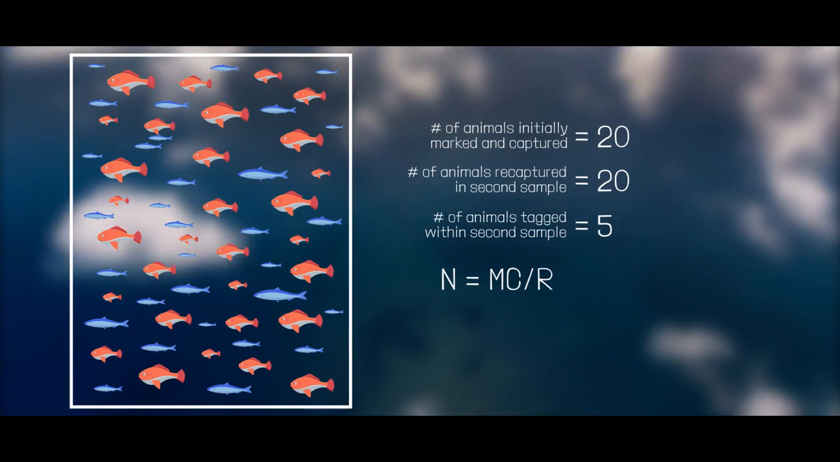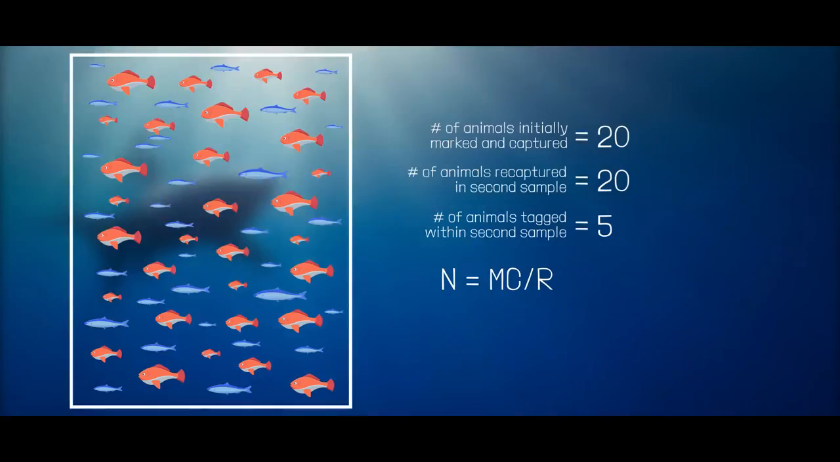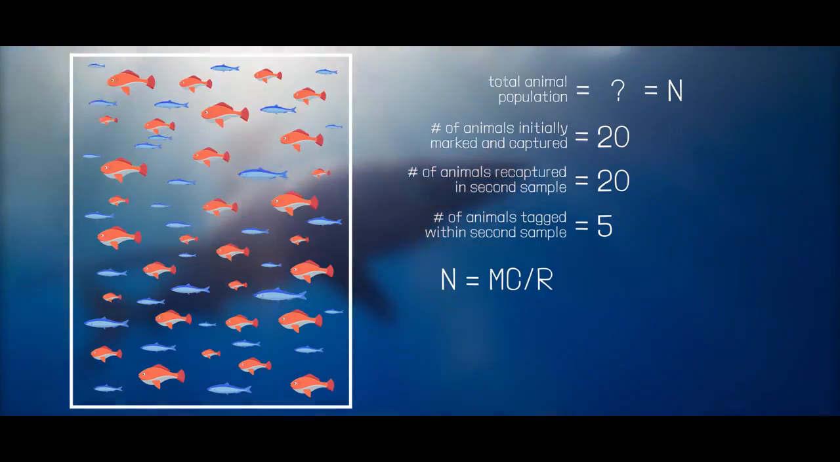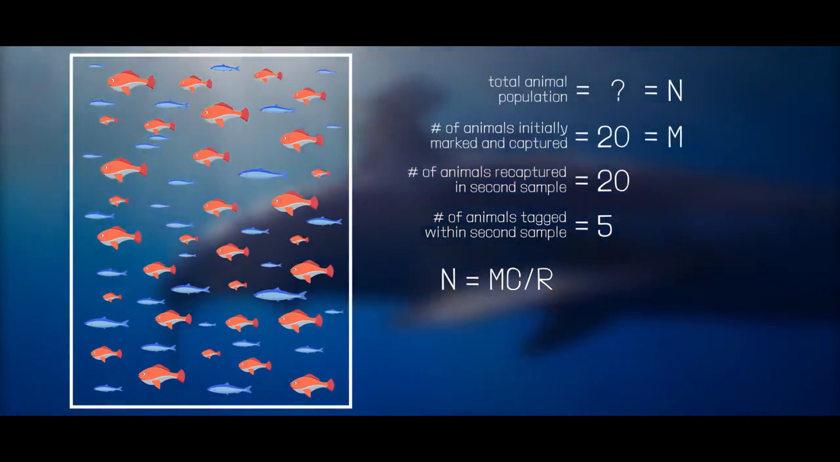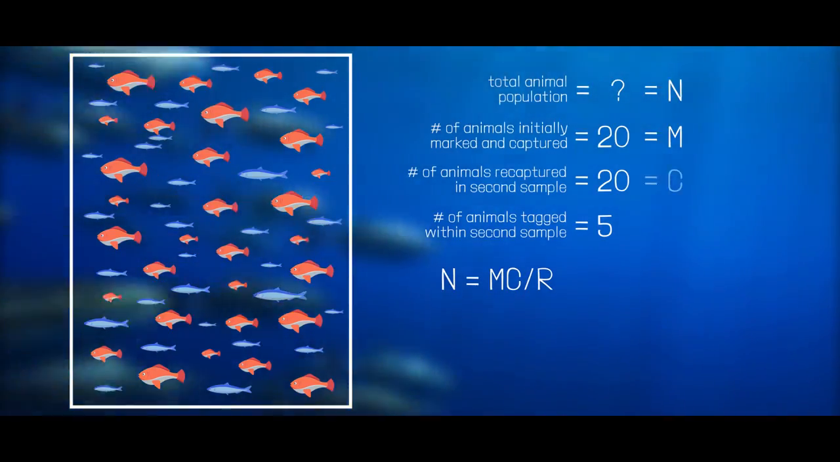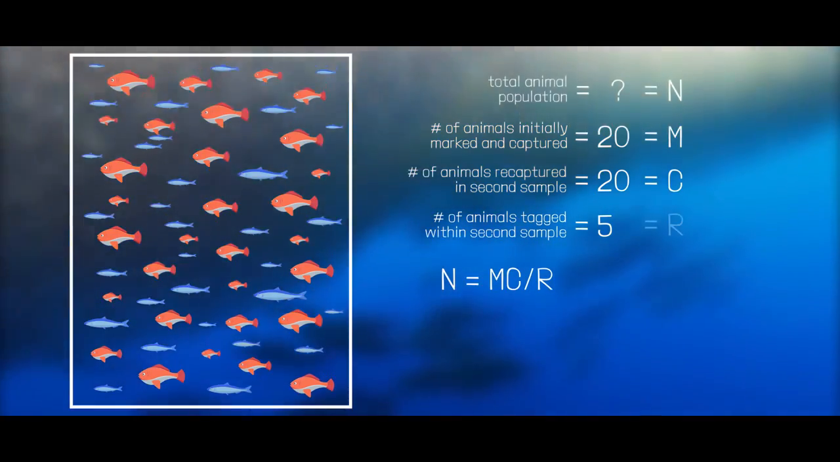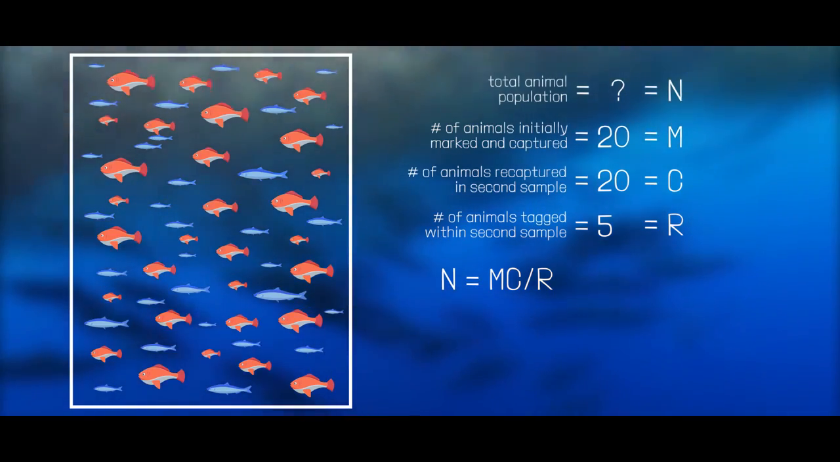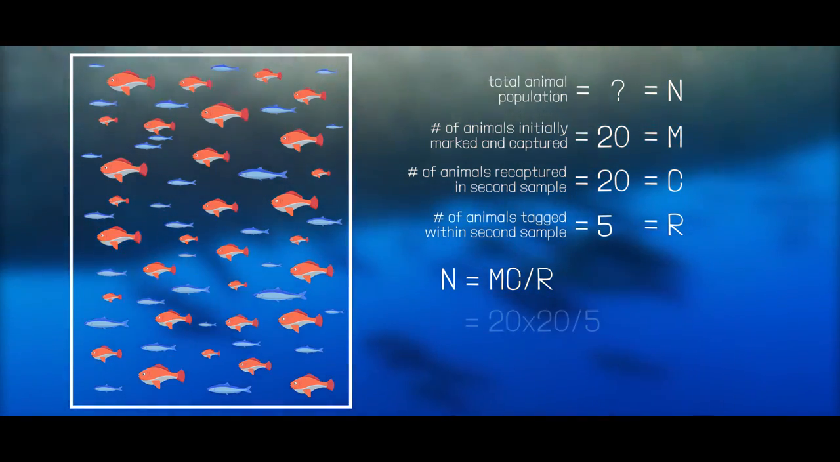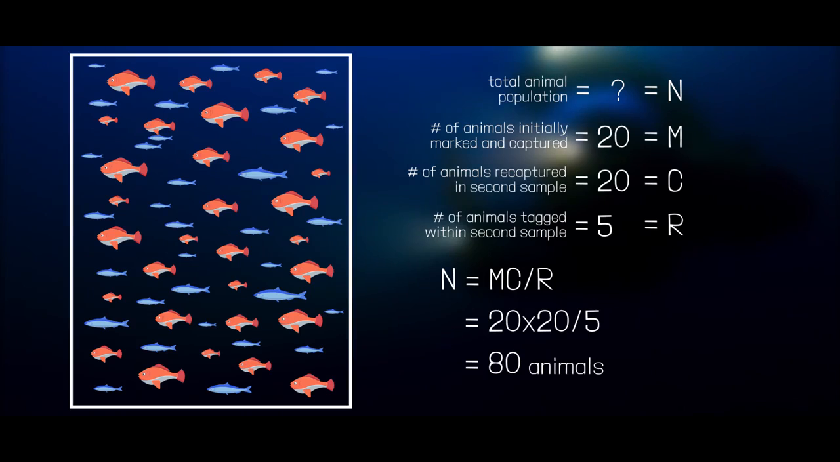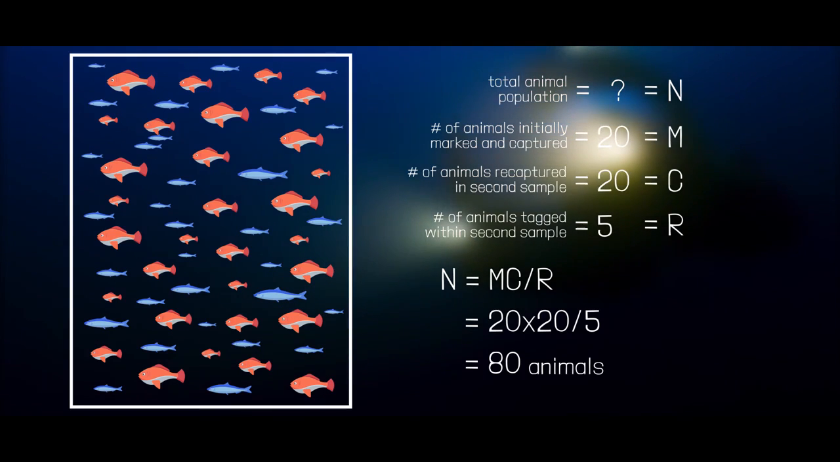Using the formula N equals MC over R, where N is the total population, M is the number of animals initially marked and captured, C is the number of animals caught in the second sample, and R is the number of tagged animals within the second sample. We can then estimate the number of animal species living within an area.